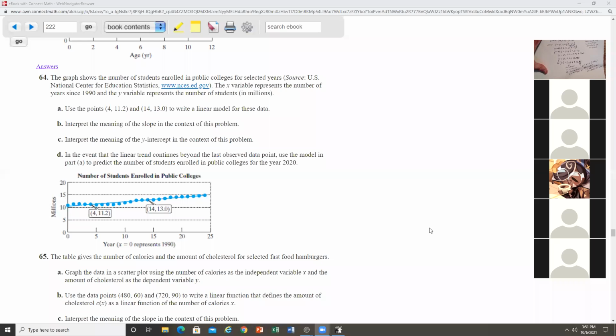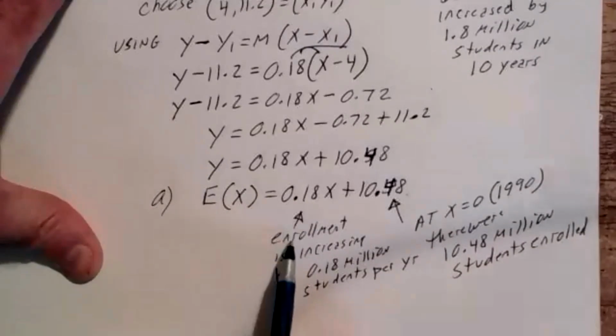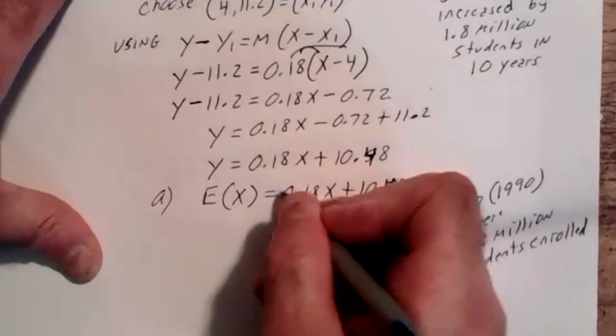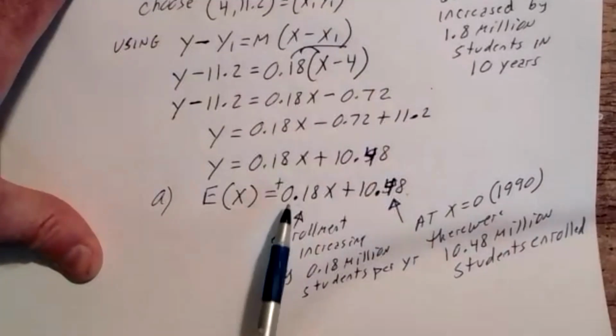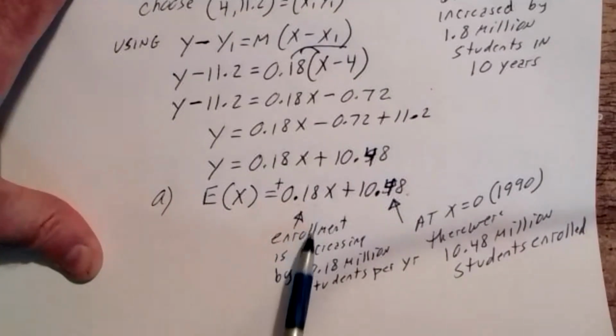Well, we've answered part A. That's our enrollment function there. Part B, interpret the meaning of the slope in the context of this problem. Ladies and gentlemen, we've already interpreted it. The enrollment is increasing. Why increasing? Because the slope is positive. It's increasing at a rate of 0.18 million students per year.